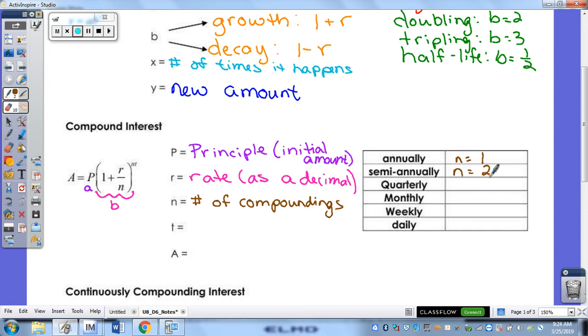Semi-annually would be twice a year. You ever hear a store talk about a semi-annual sale? That means they have it twice a year. Quarterly, how many times would quarterly be? 4. So every 3 months, 4 times a year. Monthly would be 12.